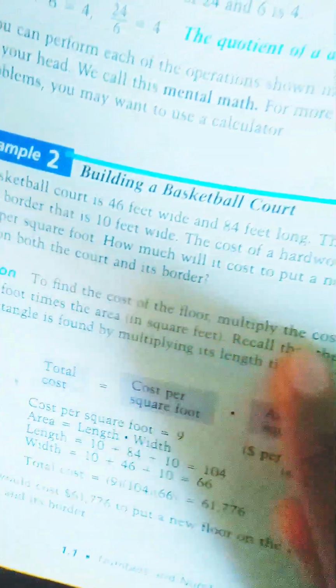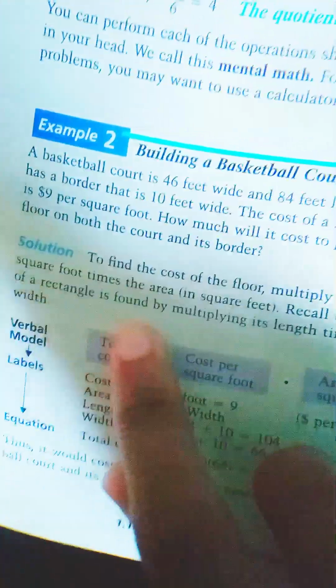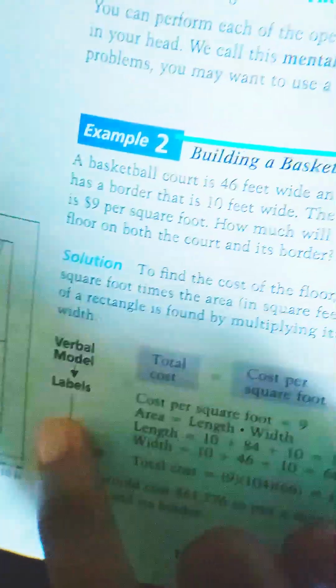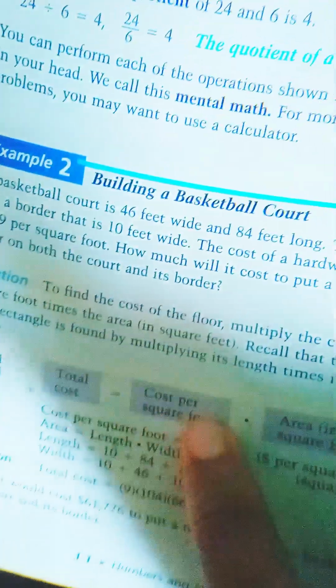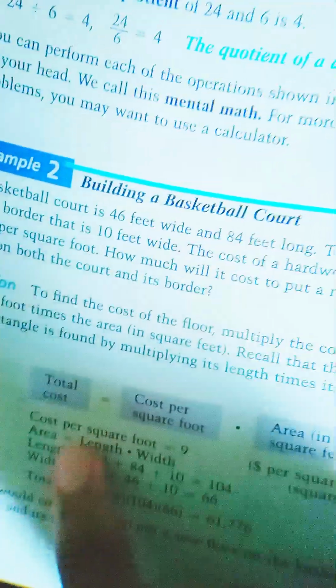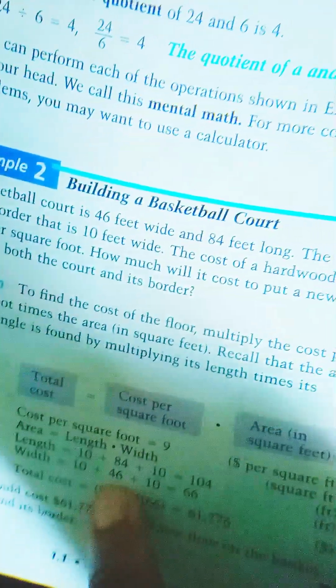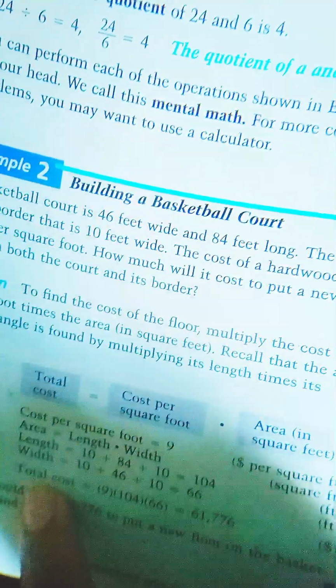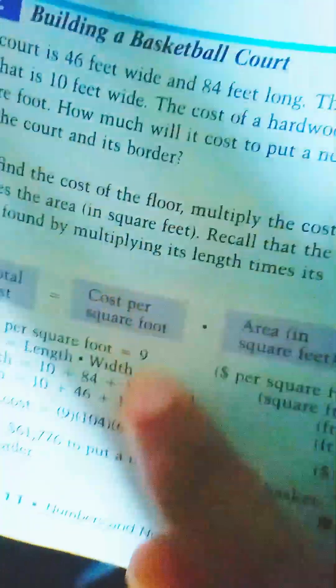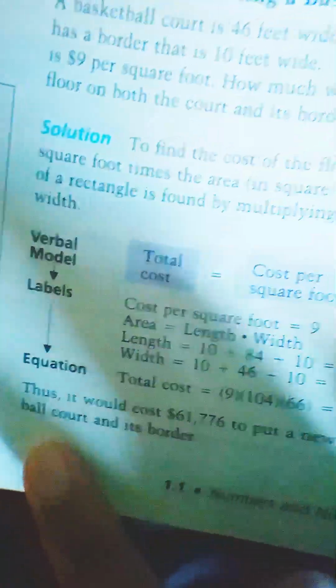The solution: to find the cost of the floor, multiply the cost per square foot times the area in square feet. Recall that the area of a rectangle is found by multiplying length times width. Verbal model and algebraic equation: cost equals cost per square foot times area in square feet. Cost per square foot equals 9. Area equals length times width. Length equals 10 + 84 + 10 = 104. Width equals 10 + 46 + 10 = 66. And the total cost would be $61,776. That's what it would cost to put a new floor on the basketball court and its border.